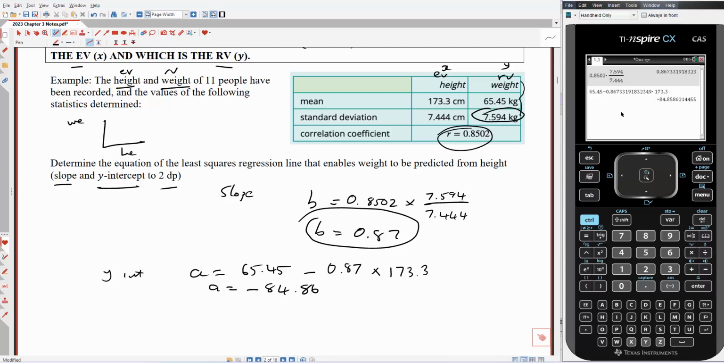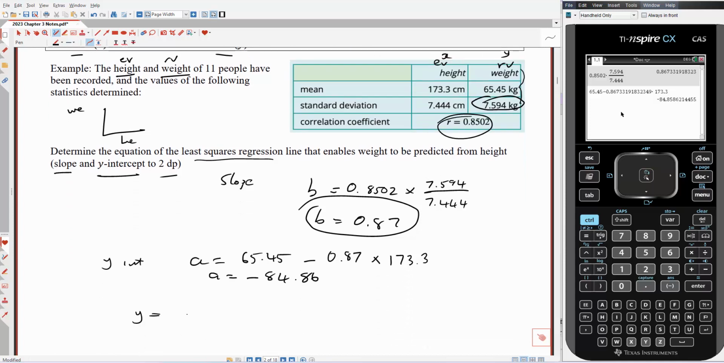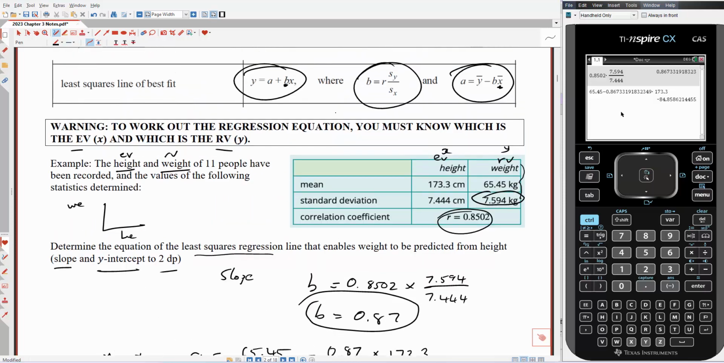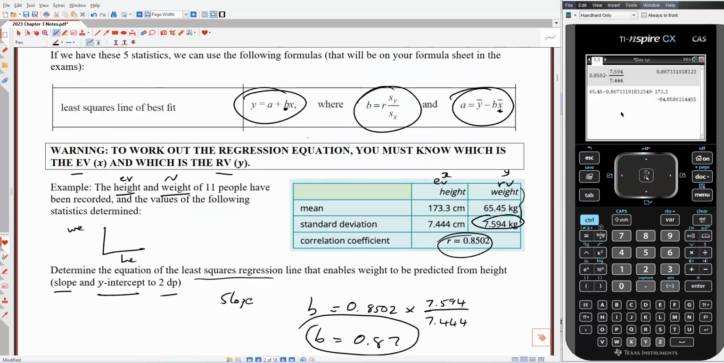Okay, so now what we're going to do is determine the equation of the least squares regression line. So it's going to be y equals, okay, our a value, so we're just going to follow this pattern here. Our a value is this one here, so we're going to write down negative 84.86. Then we've got our b value, which is 0.87, multiplied by our x. Okay, so we've found our a, we've found our b, and x is still going to be unknown and dependent on what we're predicting.